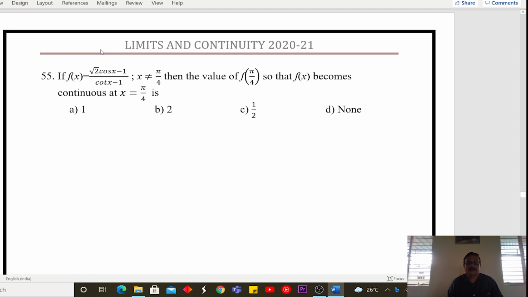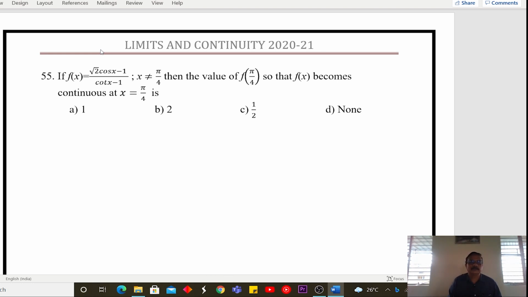The function f of x is equal to (root 2 cos x minus 1) divided by (cot x minus 1), x is not equal to pi by 4. Then find the value of f of pi by 4 so that the function f of x is continuous at x equal to pi by 4. It means we need to find the value of f of pi by 4.